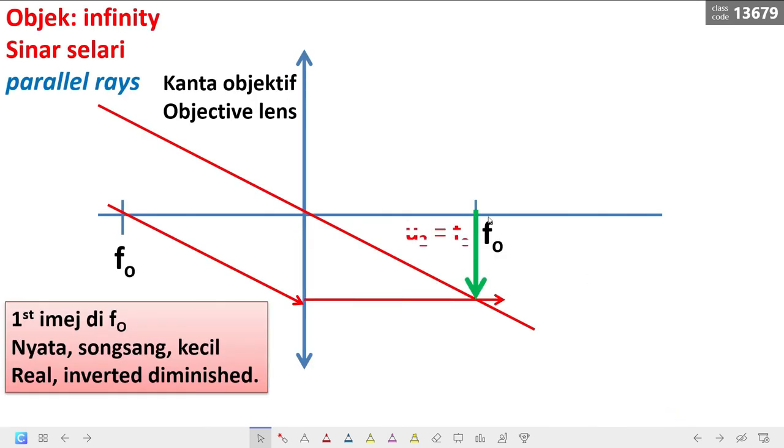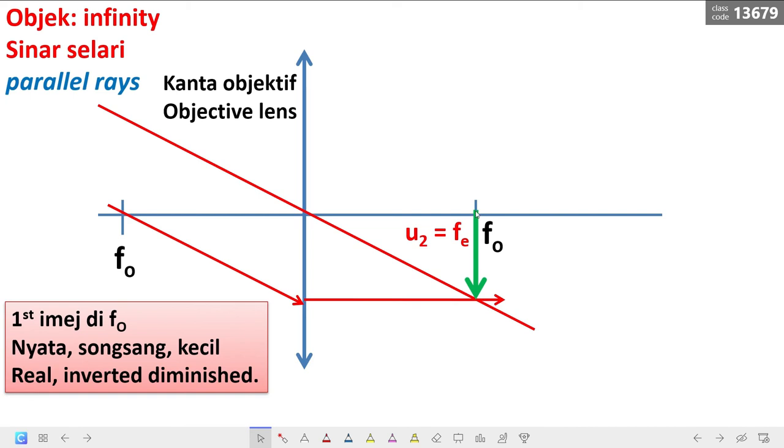Okay. So this is the objective lens, right? So this is the parallel ray. So it just goes straight, okay, pass through the optical center, and this one pass through FO, then go straight. So this will produce the first image, right? It just seems like the microscope just now. It produced the first image, okay, after it passed through the objective lens. And then this image will become the object for the second lens. Okay, that is the eyepiece lens.